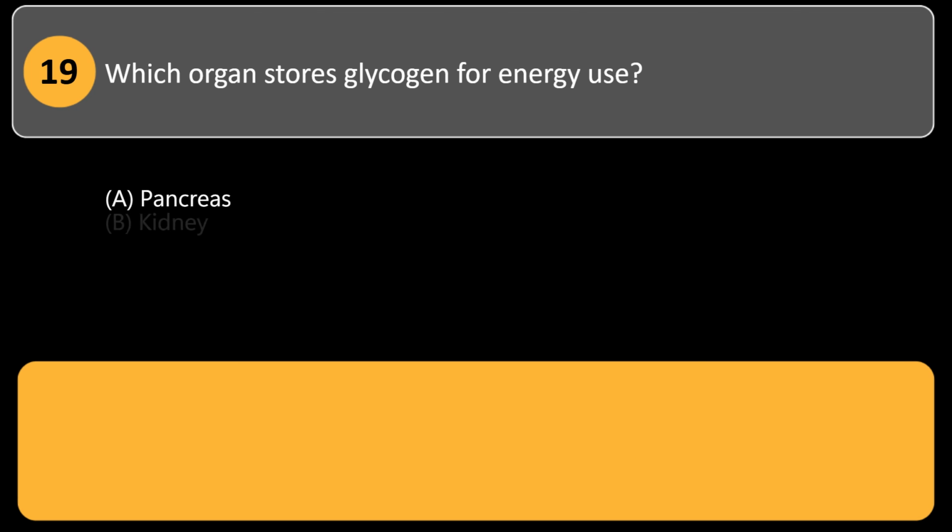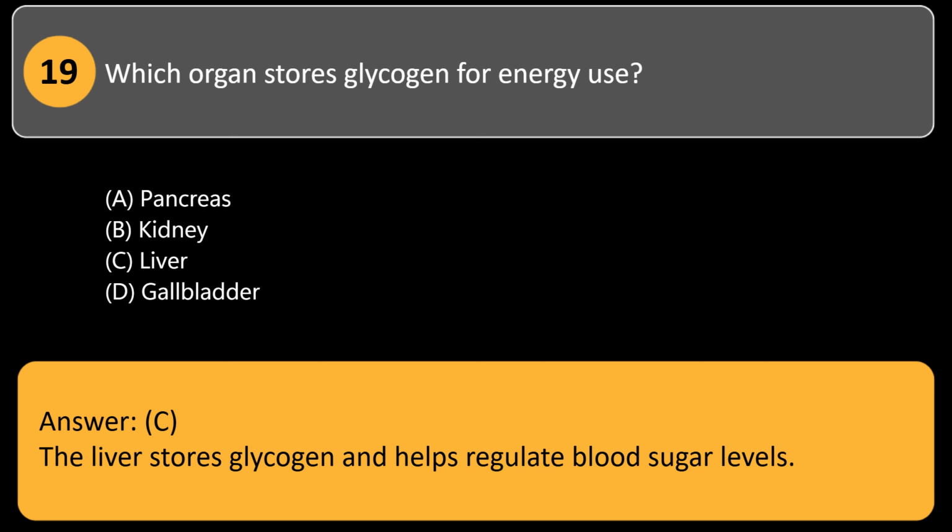Which organ stores glycogen for energy use? A. Pancreas. B. Kidney. C. Liver. D. Gallbladder. Answer: C. The liver stores glycogen and helps regulate blood sugar levels.